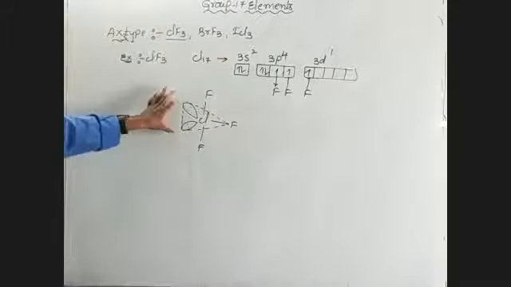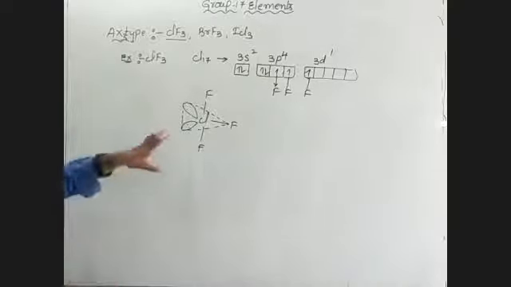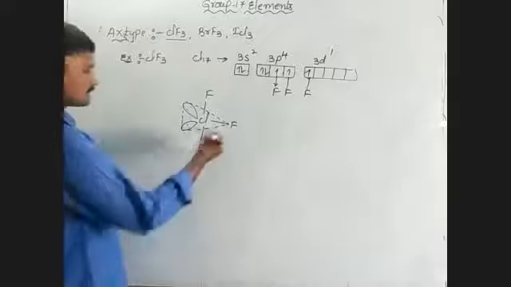Including lone pairs, the geometry is trigonal bipyramidal. The shape of this ClF3 is T shape.